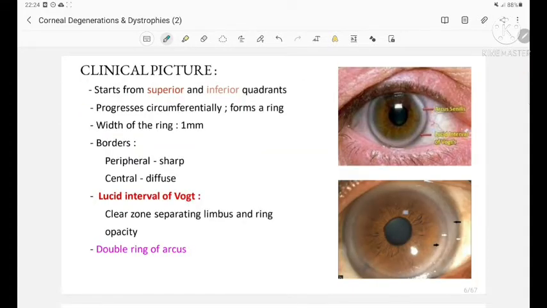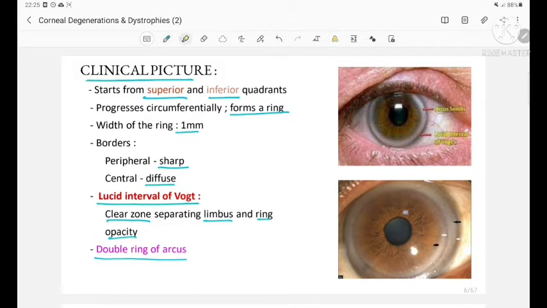This is a clinical picture of arcus senilis. It starts from superior and inferior quadrants, progresses circumferentially, forms a ring. Width of the ring is approximately 1 millimeter. The peripheral border is sharp whereas the central border is diffuse, and there is something called the lucid interval of Vogt, which is nothing but the clear zone separating the limbus and the ring opacity. Also there can be a double ring of arcus.